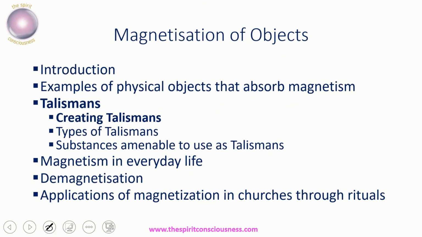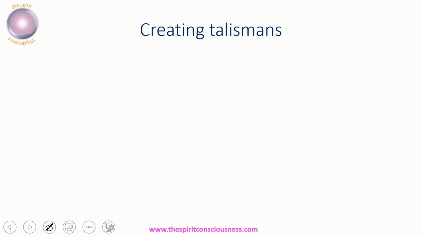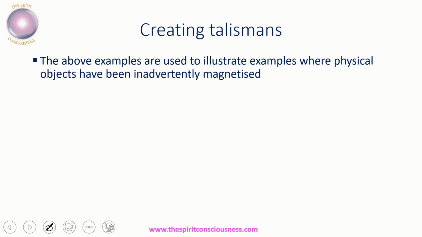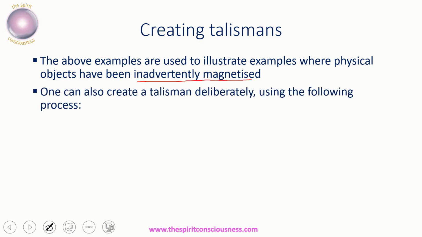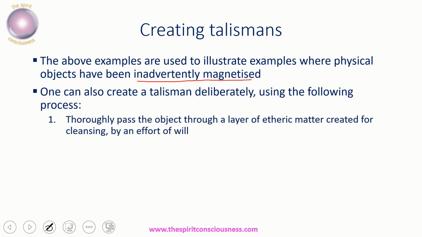So we have already discussed the introduction and examples of physical objects that absorb magnetism. Now we will discuss how magnetized objects are deliberately created. So the above examples that we have discussed illustrated examples where the physical objects were inadvertently magnetized. One can also create a talisman deliberately using the following process.